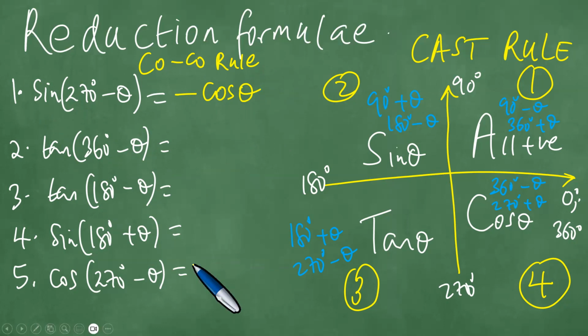Okay, let's look at the next one. The tangent of 360 degrees minus theta. What do you got? The tangent of 360 degrees minus theta. Anyone?